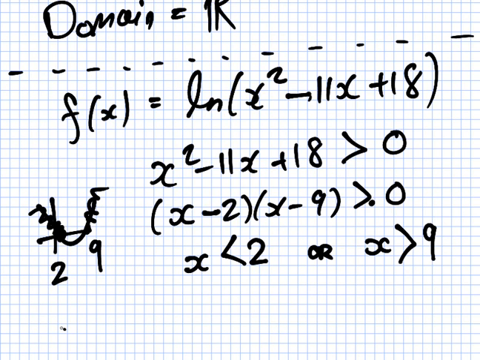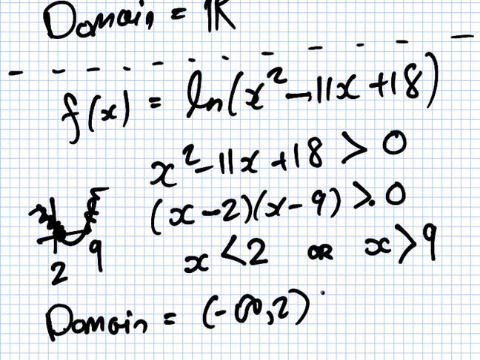So now we have to write the domain. You can use all the numbers smaller than 2, or all the numbers bigger than 9. But you can't use the numbers between 2 and 9.